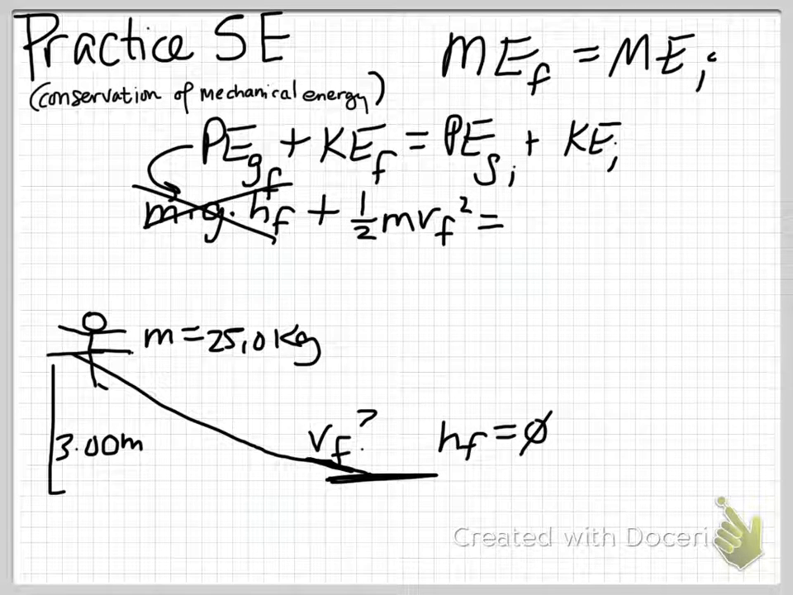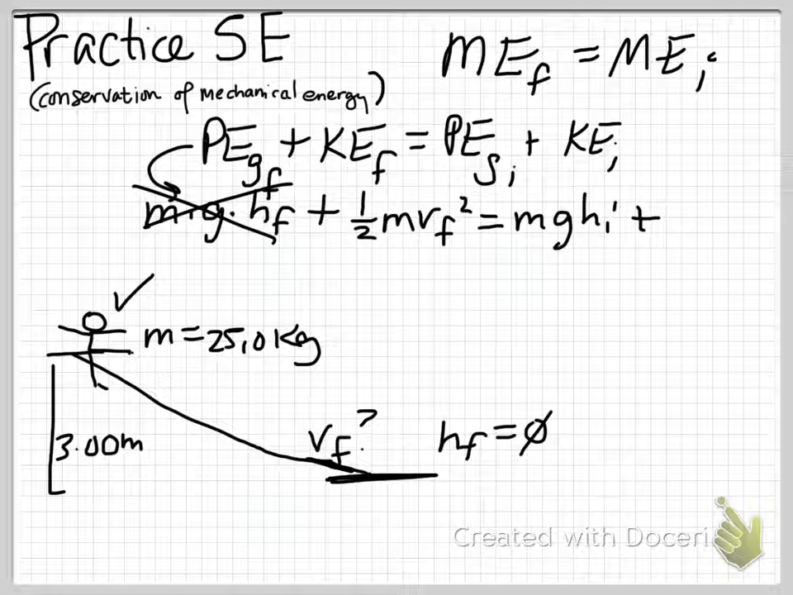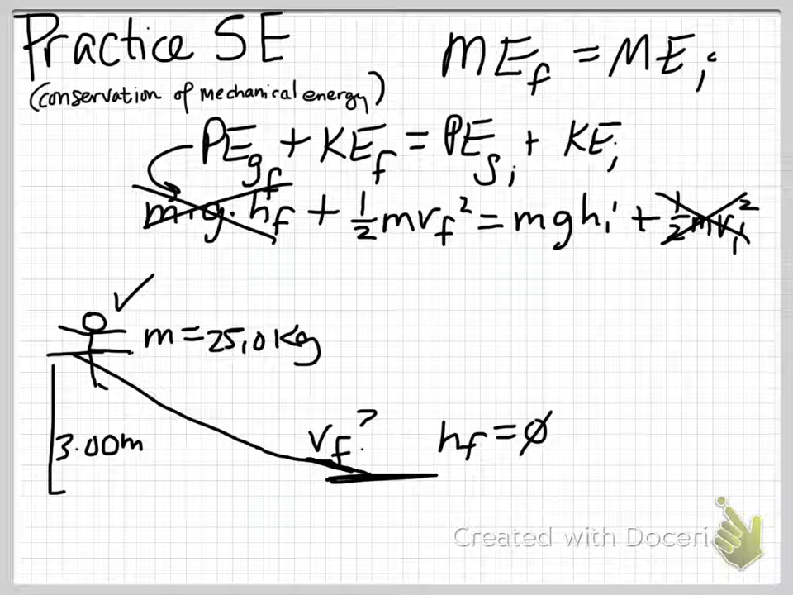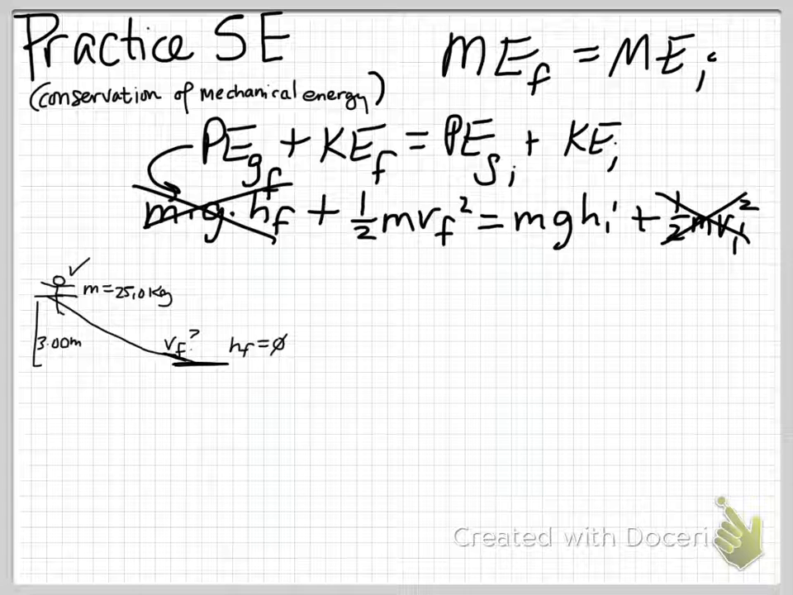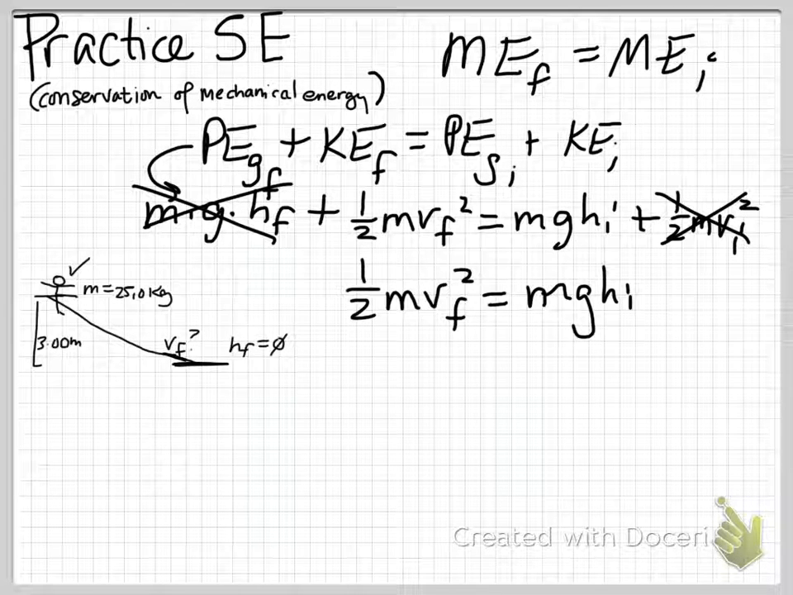Okay, so what's her initial gravitational potential energy? Well, it's mass times gravity times her initial height. Yes, she does have an initial height. We know her mass and we know acceleration due to gravity. Great. Plus her initial kinetic energy. Well, we were told that she was starting from rest, so m v initial squared goes away. So what we're left with, yes, it really is that easy, is that 1/2 mass times final velocity squared is equal to mass times gravity times initial height.